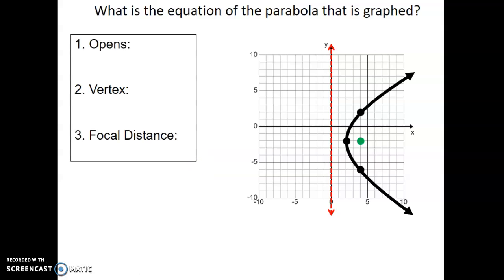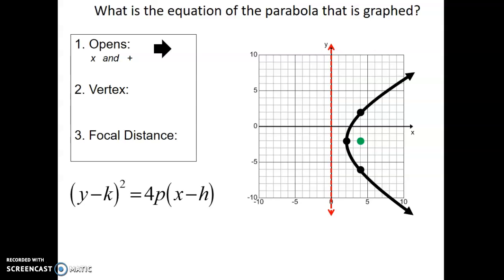So first of all, we have to know that it opens to the right. What this means is that if it's opening to the right, the y term is being squared in front of the equal sign. So we know it opens to the right, which means it goes along the x-axis, which means it's a y squared equation. Now we can start making this. You can write this down and fill in the pieces, or you can build as you go. I personally would rather build as I go, but it's kind of hard to show you that in the presentation here.